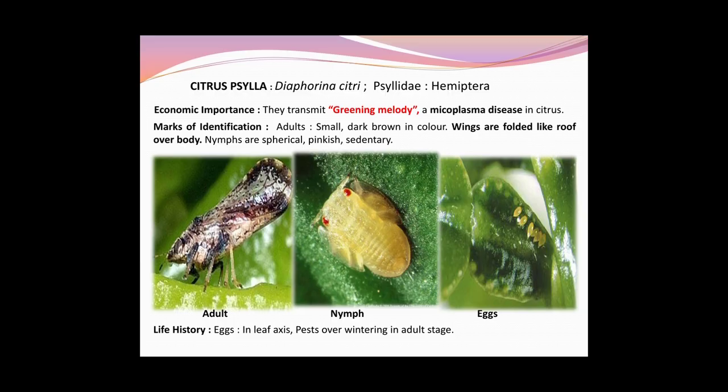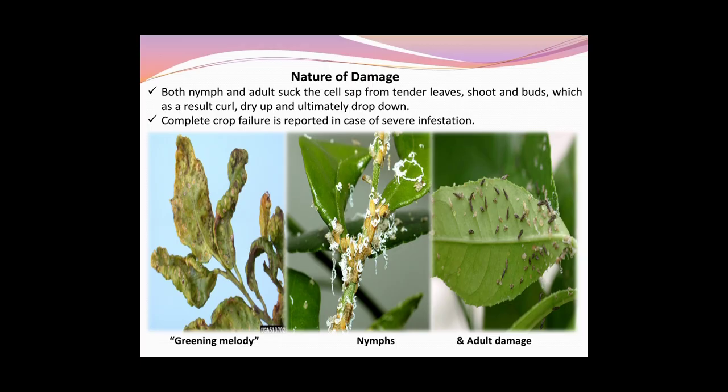It deposits the eggs, the oviposition, in the leaf axils, and the pest overwinters in the adult stage. Then, nature of damage. The damaging stages are nymph and adult. Both nymph and adult suck the cell sap from the tender leaves, shoots and buds. As a result, the leaves curl, then dry up and ultimately drop down. Complete crop failure is reported in case of severe infestation.